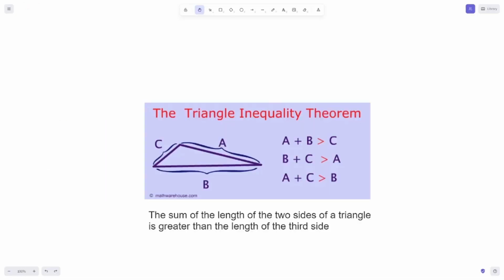To solve this problem, we have to consider the triangle inequality theorem that states that the sum of the lengths of two sides of a triangle has to be greater than the length of the third side. So let's consider every single side. So a plus b has to be greater than c, b plus c has to be greater than a, and a plus c has to be greater than b. This is what defines a triangle and makes it a valid triangle.